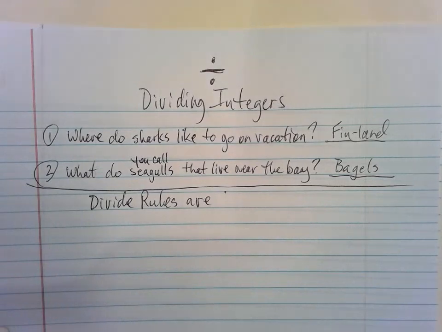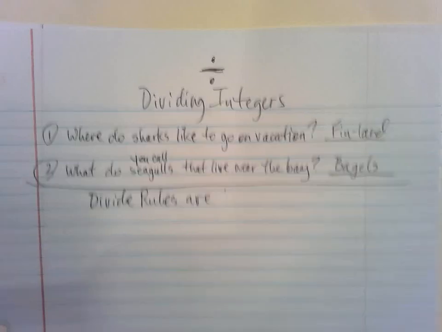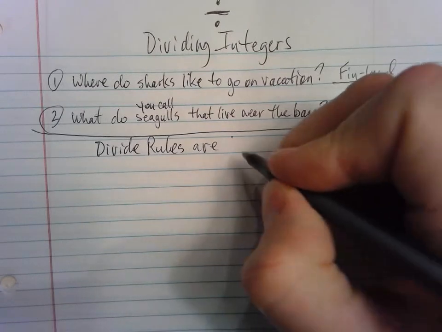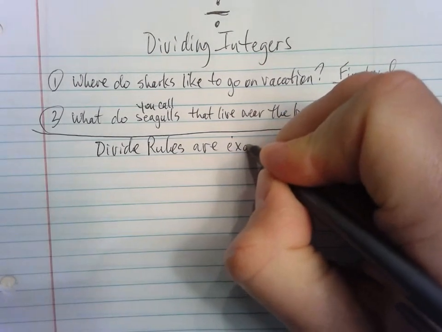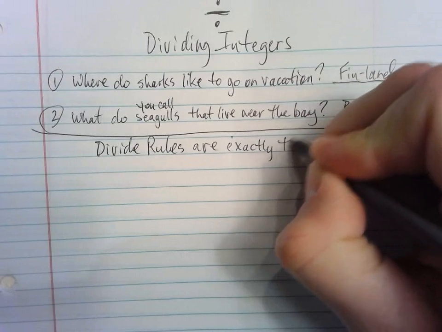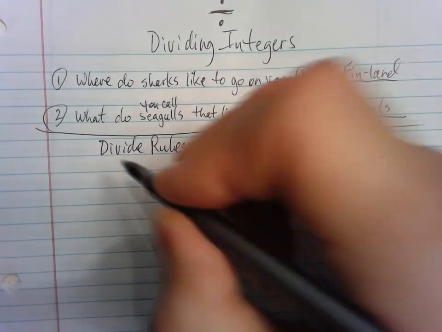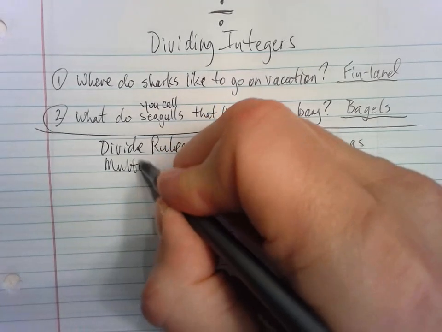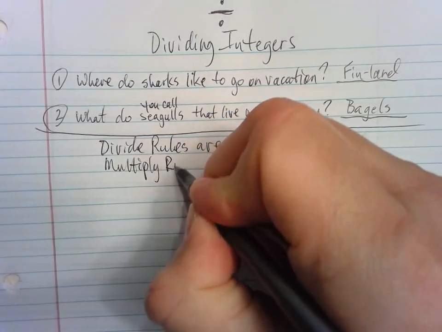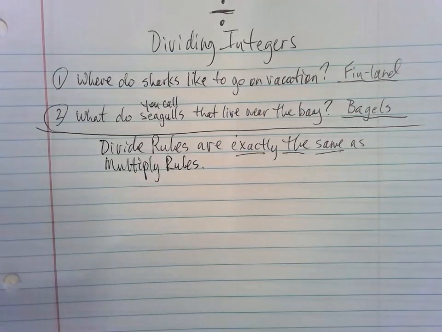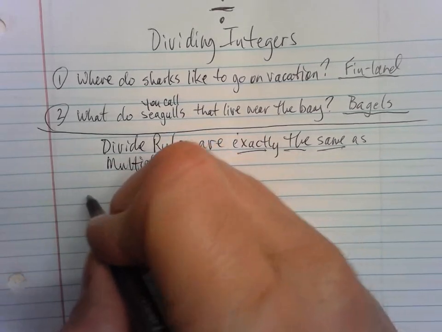Let's get after it. Then we can get back to Kokomo here in a minute. So, the divide rules for integers. We talked about the multiply rules. The divide rules are exactly the same as the multiply rules. So the divide rules and the multiply rules are exactly the same. No difference at all. So let's just review real fast.